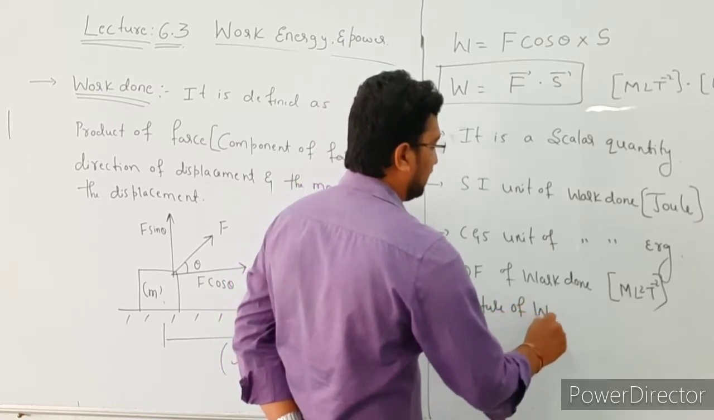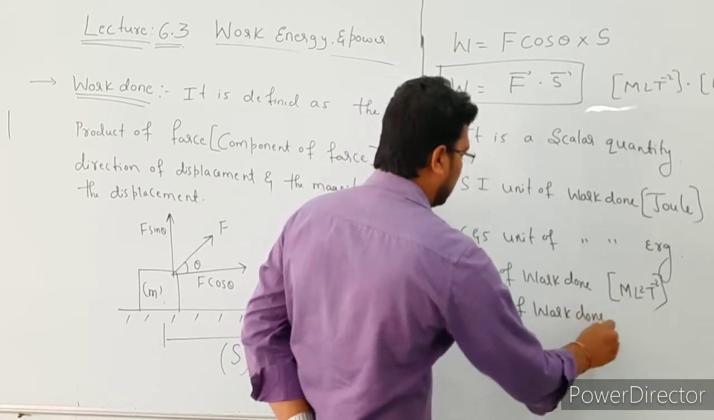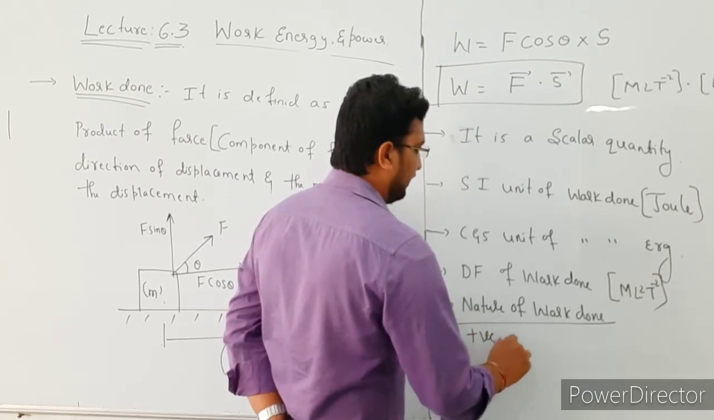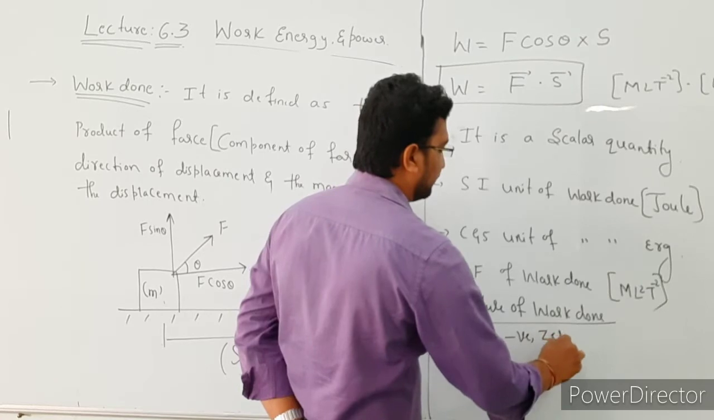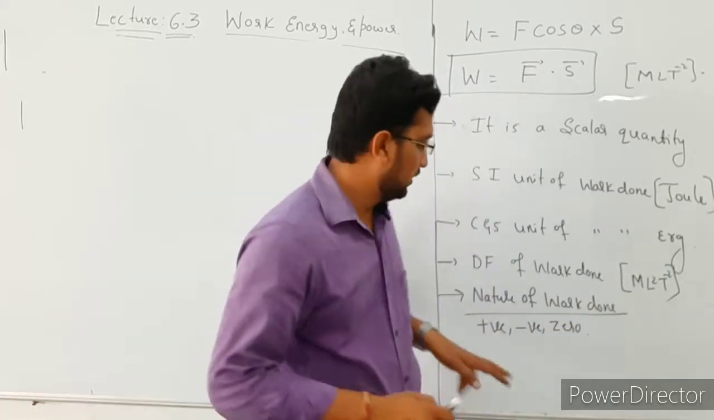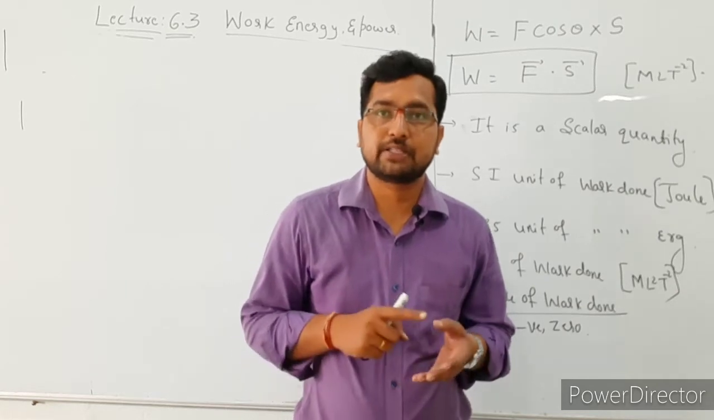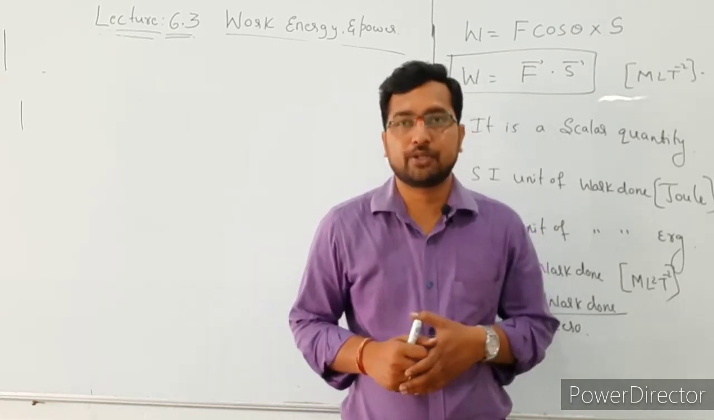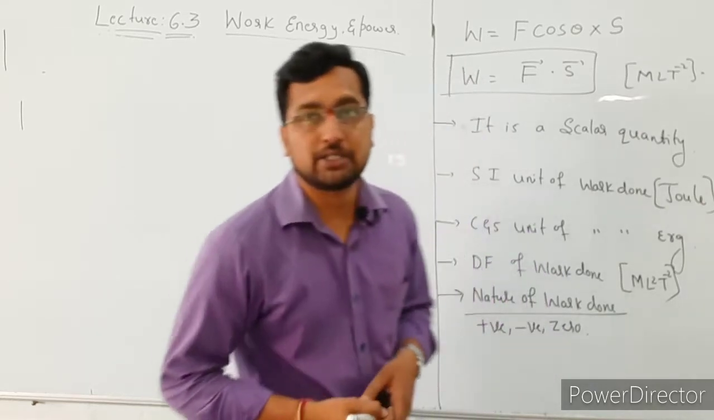Nature of work done. Okay. So here the work done may be positive, it may be negative, and it may be 0. Next one is the nature of work done. So the nature of work done is first positive, negative and 0. When the work done is positive, when the work done is negative, and when the work done is 0.